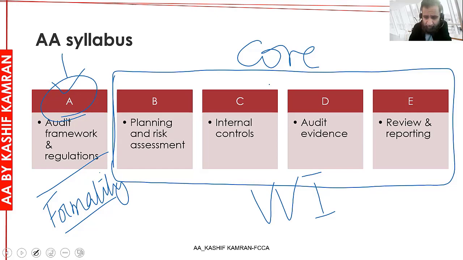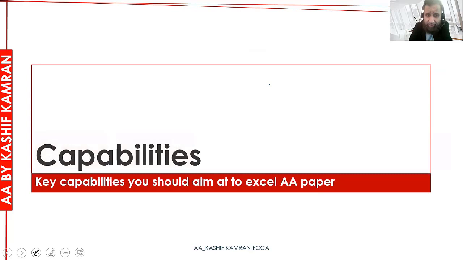Okay. Now this is the syllabus, right? Now just looking at the final things, the capabilities. Please ensure you go over the capabilities yourself because it's too early to discuss capabilities at this level. Every syllabus area, A, B, C, D, E, there is a capability which you should have, right?